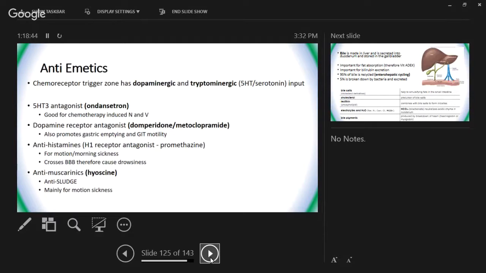Summary of the antiemetics: you've got the serotonin antagonists, mainly ondansetron, which is given with a lot of chemotherapy. Dopamine receptor antagonists. You've got your antihistamines, mainly for morning sickness and motion sickness, and also your antimuscarinics. Guys, have any questions? I'm racing through a bit, but I know you guys are prepared.